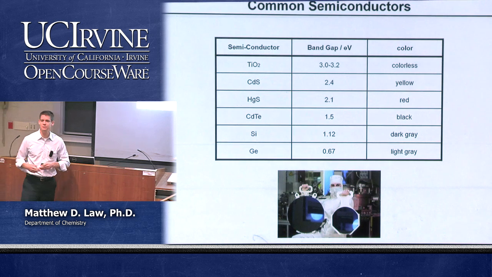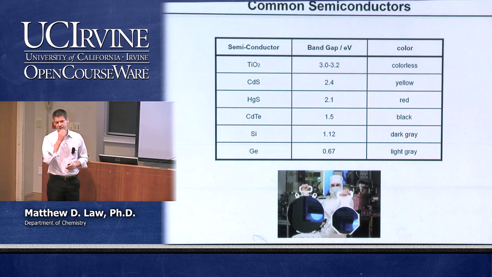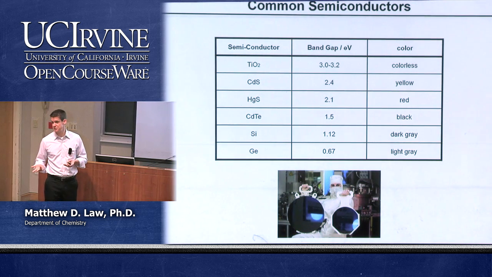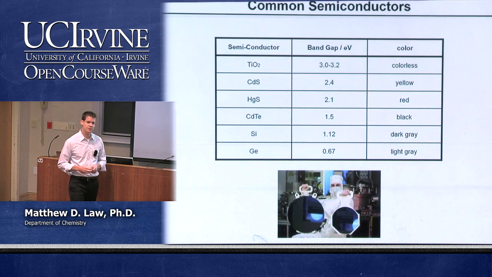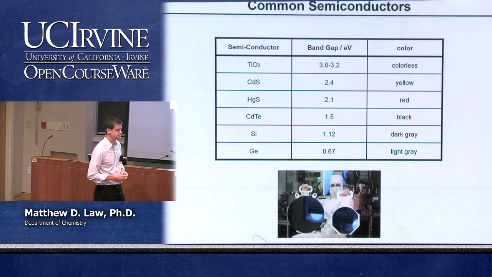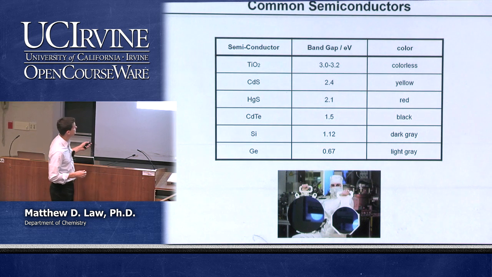Titania is an extremely important material in lots of different areas, as mundane as, say, paints. So titania is found in lots of different paints. And as kind of high-tech as trying to do water splitting and generate hydrogen from sunlight. Okay? So it's a very well-studied material.